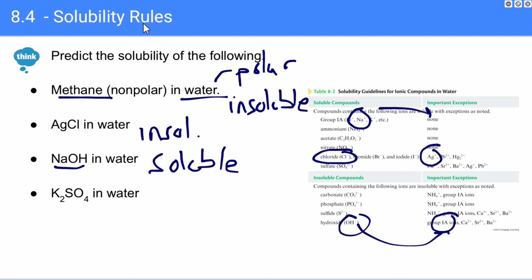And lastly, K2SO4. I'm given my sulfates here. They're soluble. We have a couple exceptions here, but potassium is not one of them. And potassium is always soluble as well. So these are soluble, meaning that it will dissolve in water.